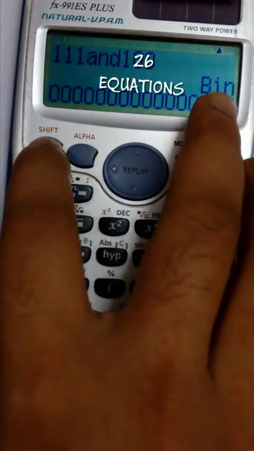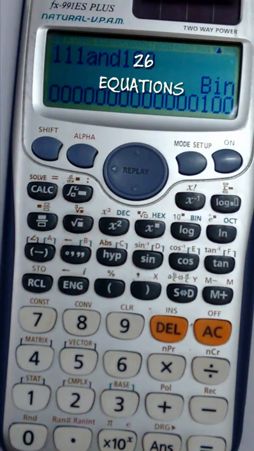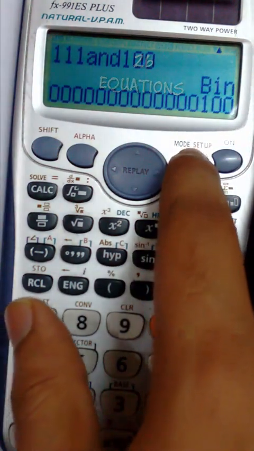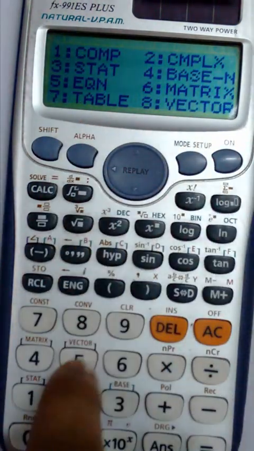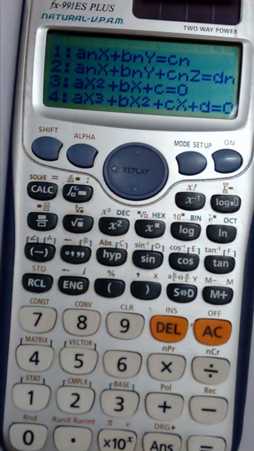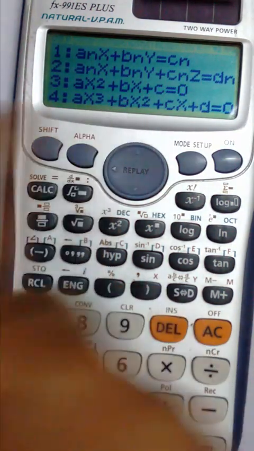Next technique is for the equation calculation. For that, select proper mode equation 5. If a two unknowns simultaneous equation is there, then you have to use 1. If a 3 unknown calculation is there, then you have to use second. If you have to solve this quadratic equation, then press 3, and if a cubic equation is there, then you have to use this.